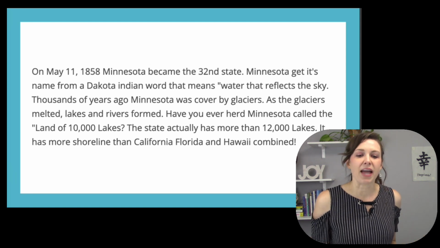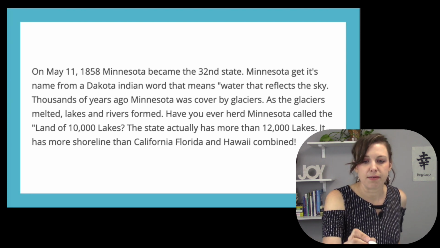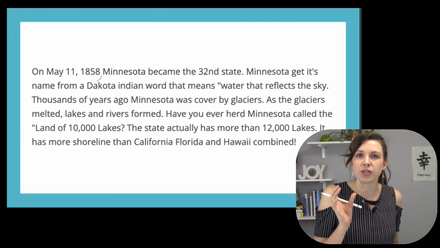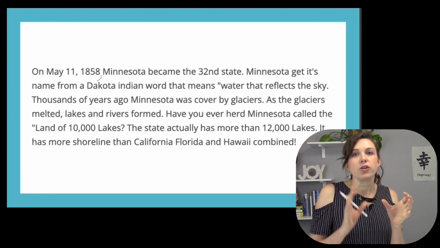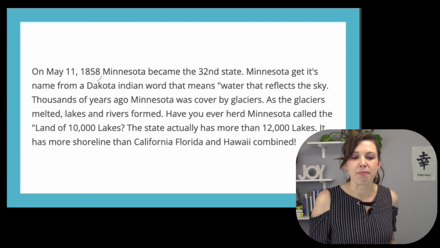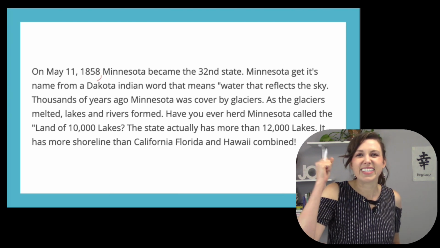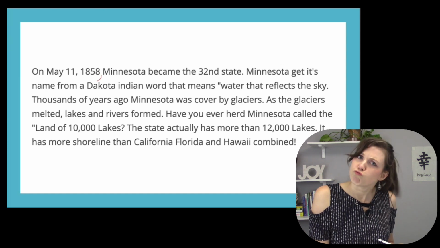Okay, so here we have on May 11th, 1858. So we actually need a comma right after 1858, okay? After you have a year where it has the date and the year, you need to have a comma after the year. Okay, so on May 11th, 1858, Minnesota became the 32nd state. Woohoo, Minnesota!